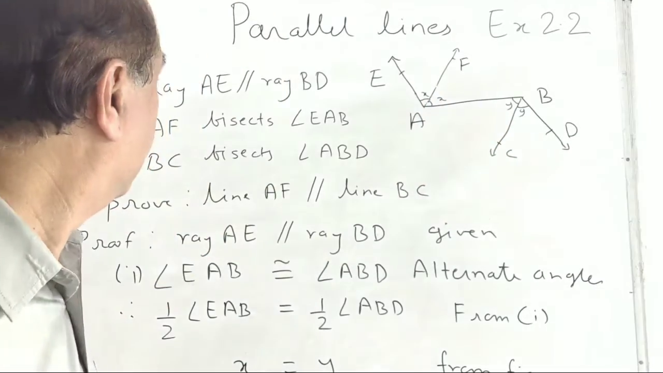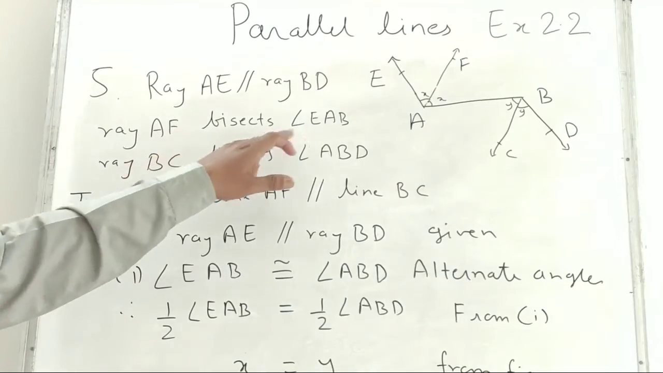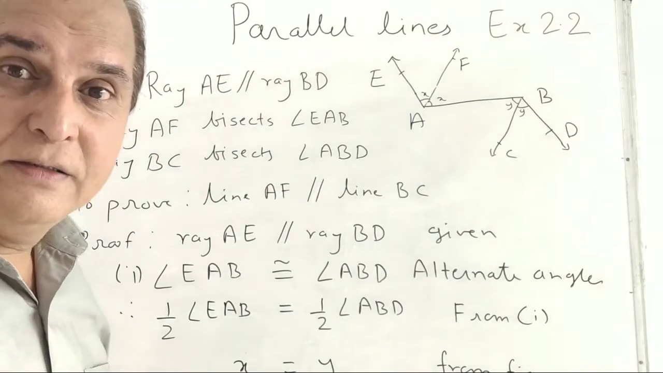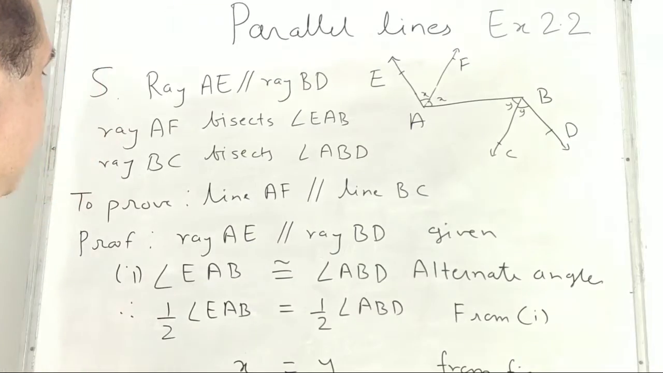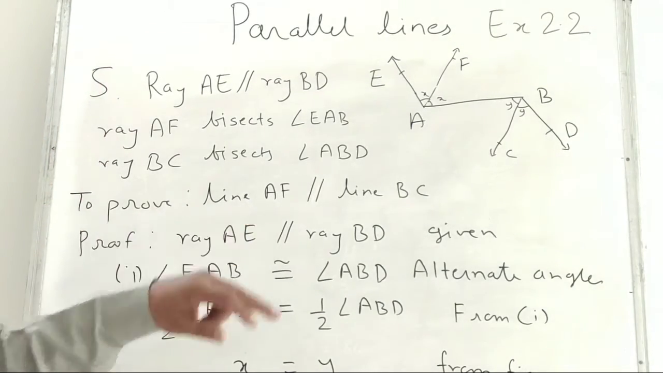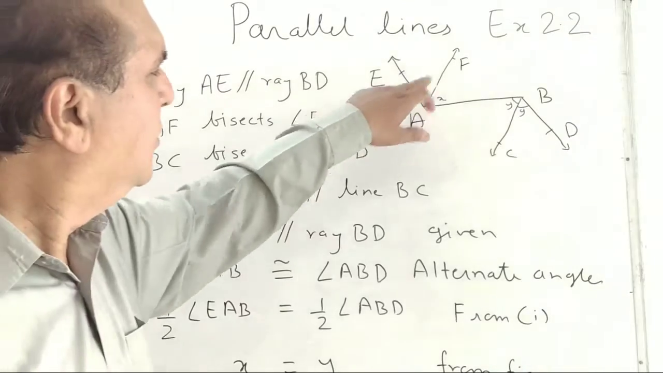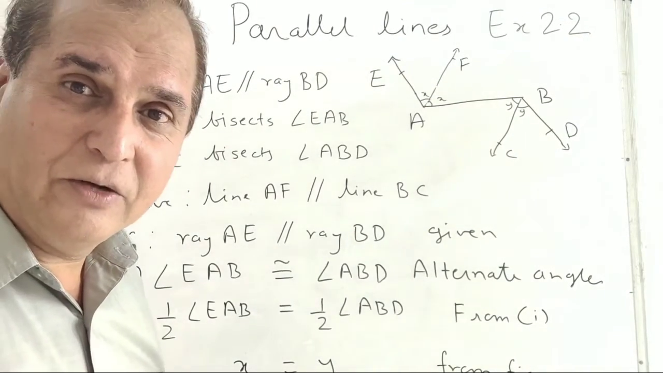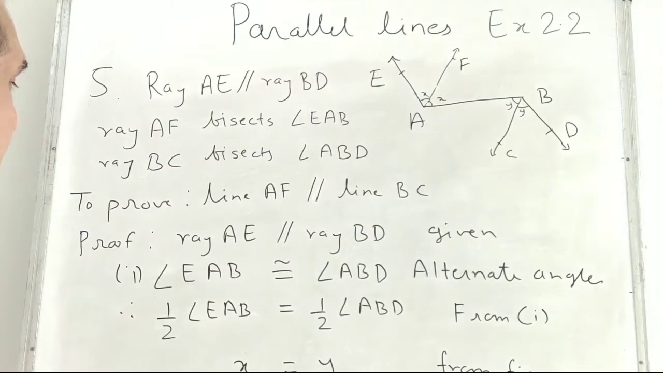Okay? See. Ray AF bisects angle EAB, ray BC bisects angle ABD. Important sum. See carefully. You have to prove line AF is parallel to line BC. The sum is very simple, don't worry, just see properly.